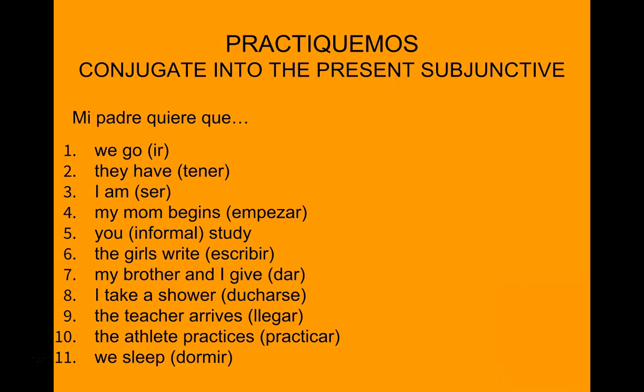Practiquemos. Please pause the video if you'd like to practice the following examples. These all start with mi padre quiere que, my dad wants. Since my dad is trying to influence other people, we need the subjunctive in the second part of the sentence. We go is vayamos. They have, tengan. I am, sea.